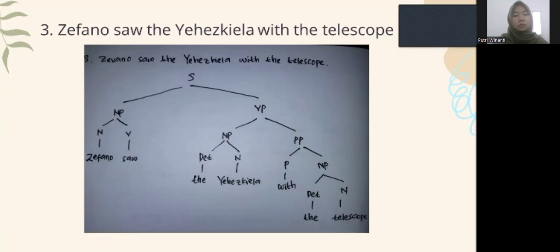Okay. The third sentence, Stefano saw the Jehezkiela with the telescope. Okay, the noun phrase, noun, Stefano, and the verb is saw. The verb phrase, noun phrase, and prepositional phrase. The determiner is the noun is Jehezkiela, and the preposition with, the determiner is the, and the noun is telescope.